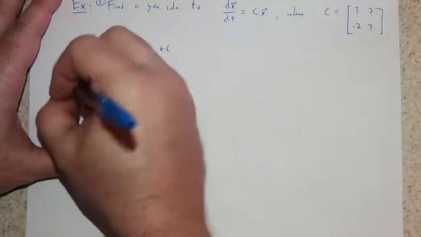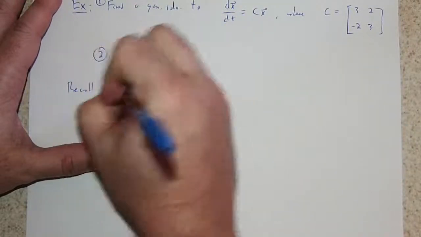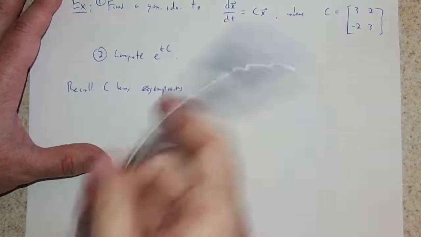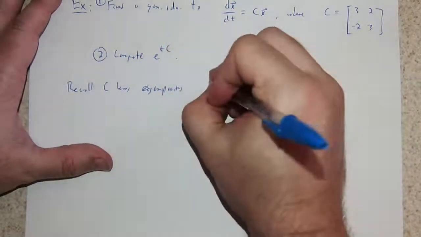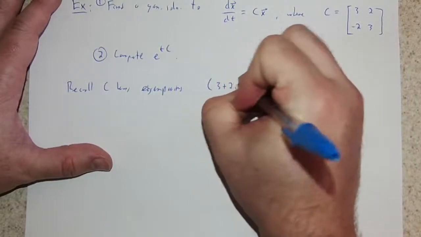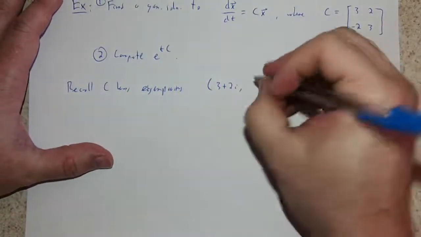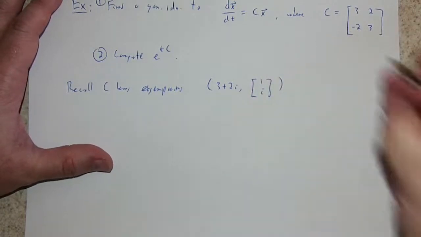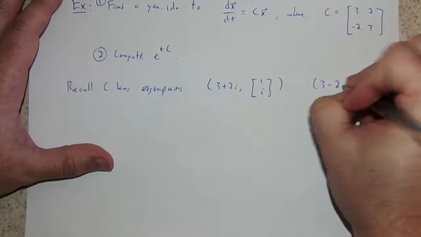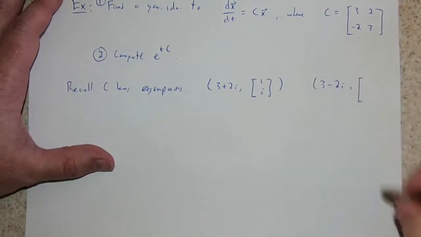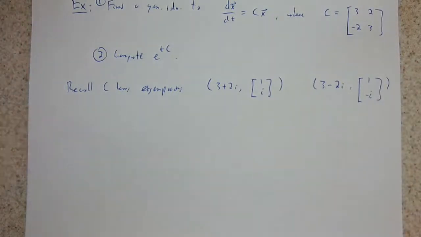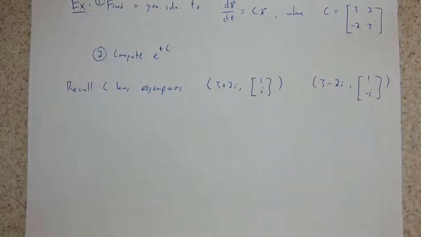So to do the first bit, recall C has eigenpairs we've already found last lecture. These eigenpairs are 3 plus 2i with eigenvector (1, i), and 3 minus 2i with eigenvector (1, minus i). Now, I think when we did this in the last lecture, these eigenvectors looked a little bit different.